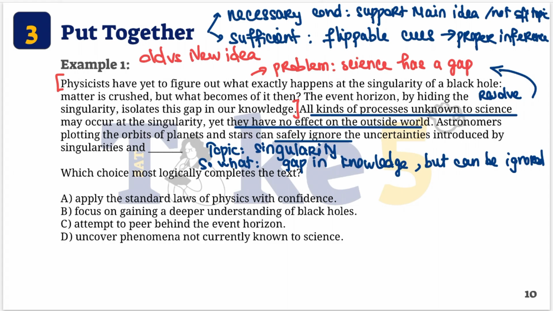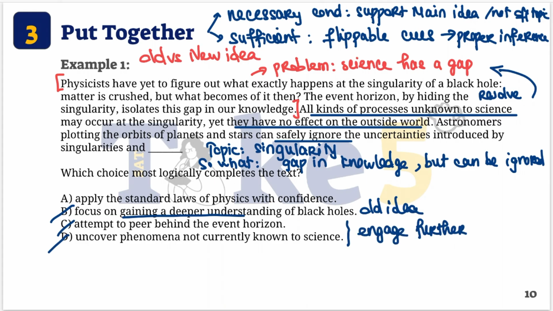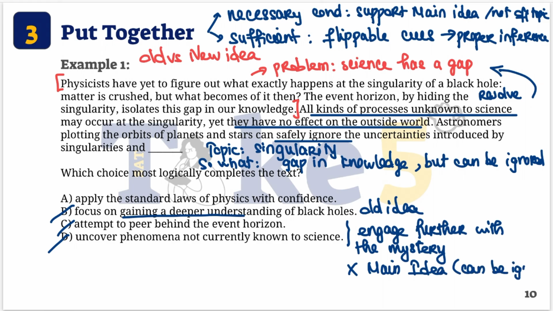By just using the necessary condition, you can eliminate three off-topic or contradicting answers to the main idea. B focuses on the old idea, the gap in knowledge, so it's in contrast with the main idea. And C and D both suggest that engaging further with the mystery can be the way to go, which directly contradicts the conclusion that the mystery can be safely ignored. They are giving solutions or suggested recommendations to the problem, which is something you should not look for in an inference. Once you have eliminated three, A is the only one left standing, and it checks out on its own merits too.